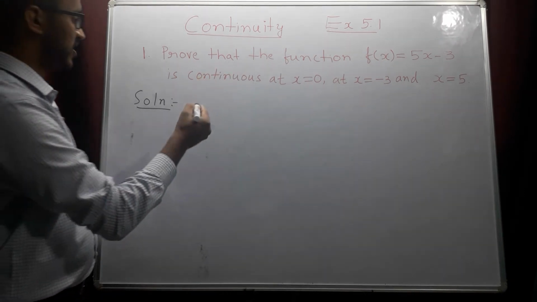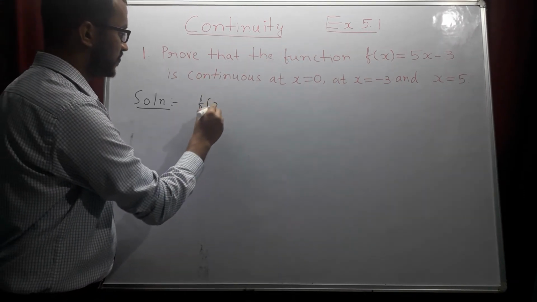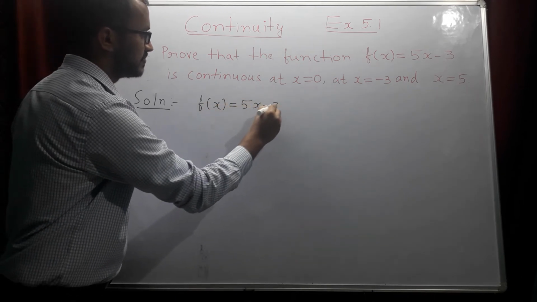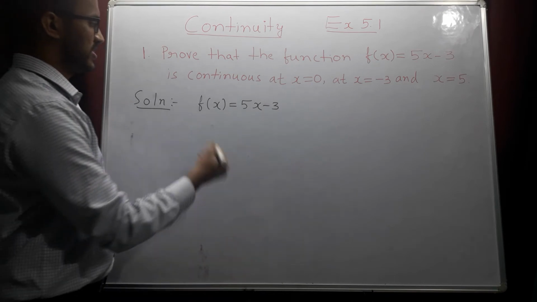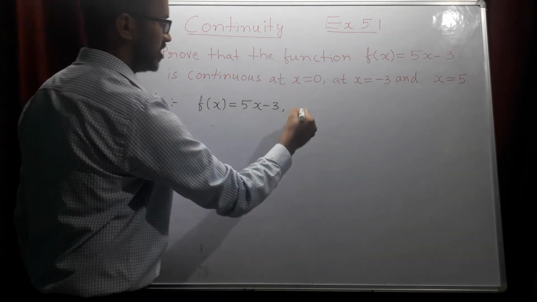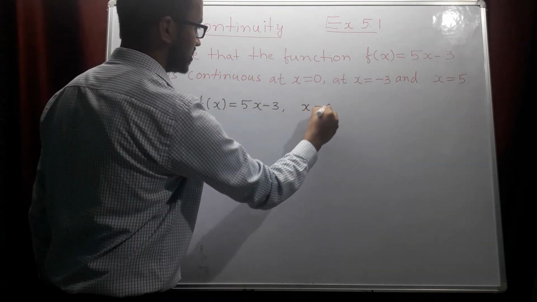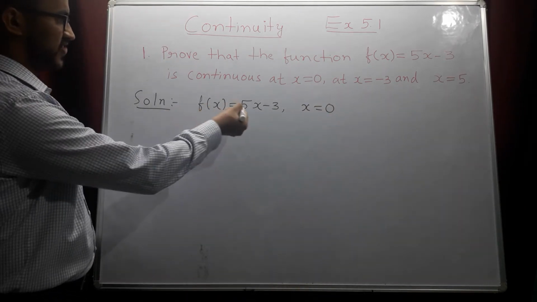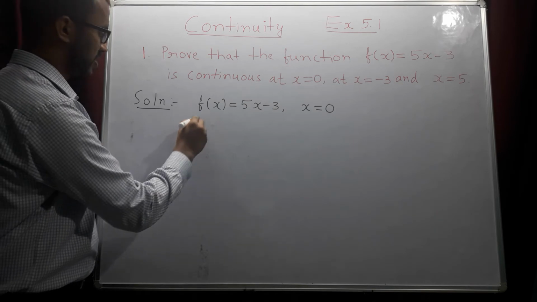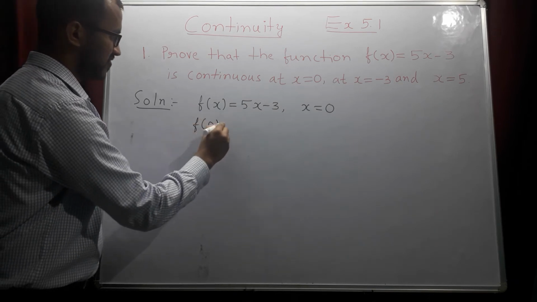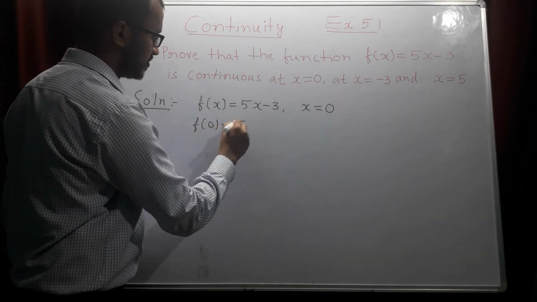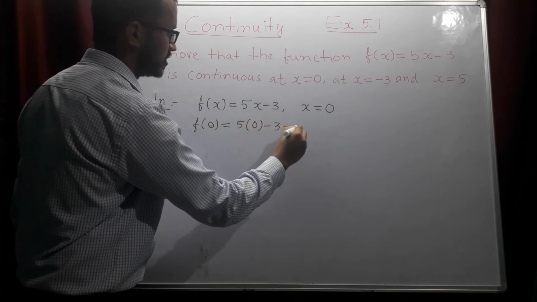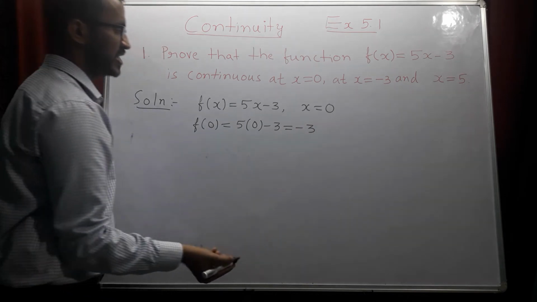So here, given f of x equals 5x minus 3. Let us check the continuity at the point 0, that is x equals 0. The value of the function at the point 0 becomes f of 0 equals 5 into 0 minus 3, that is equal to minus 3.